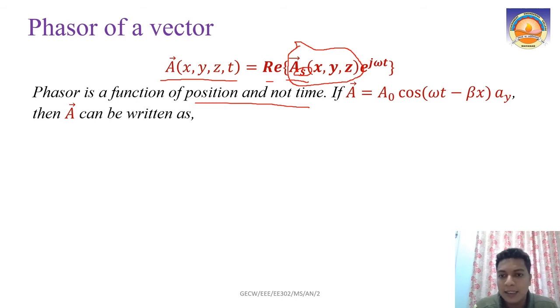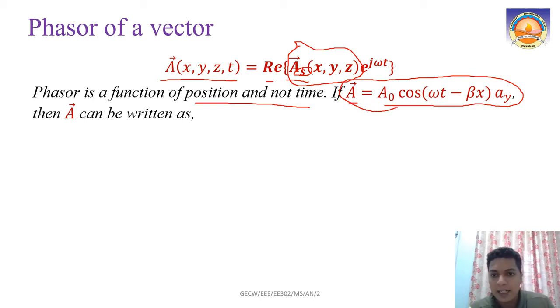Now let us consider our vector A. Some vector we have, which is equal to A0 cos of omega t minus beta x, into ay. So this is our vector. Let us just see this function once. What you can understand here is that A0 is some constant magnitude, and it is in the direction ay. That much is quite clear.